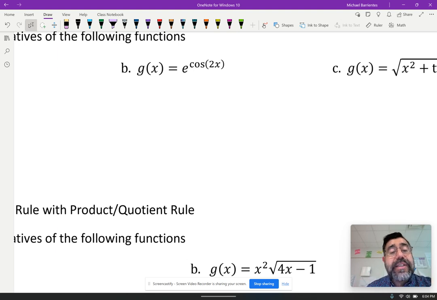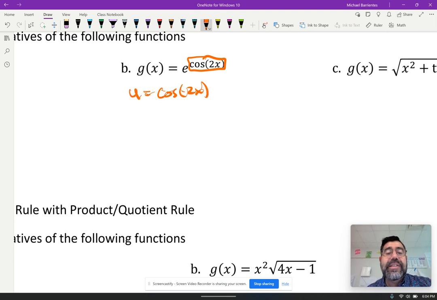So letter B says, what if we have a function called g of x that is an exponential function? So e to the power of. But my power is another composition. So cosine of 2x could be identified as my u. But when I write this, I realize there's an inner and outer function dynamic here, right? There's an inner function and then there's an outer function.